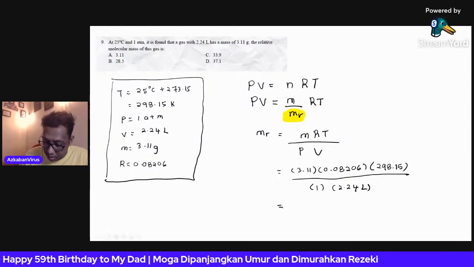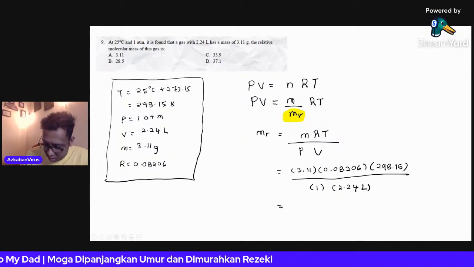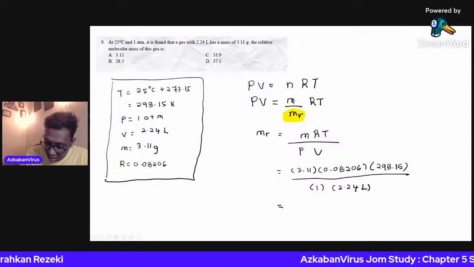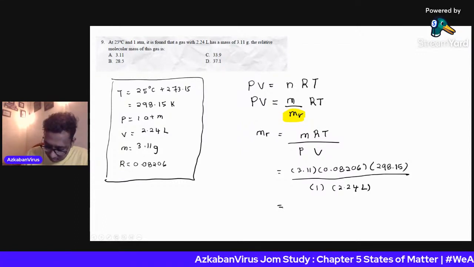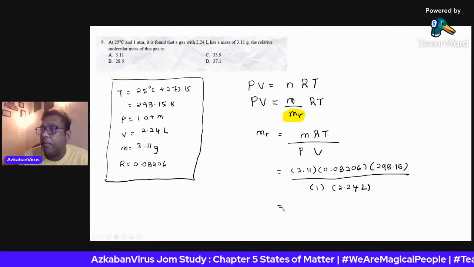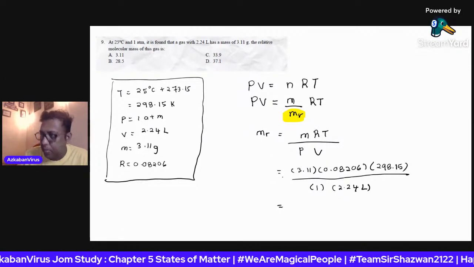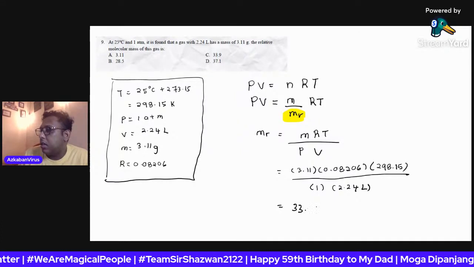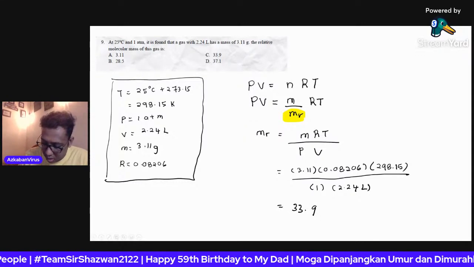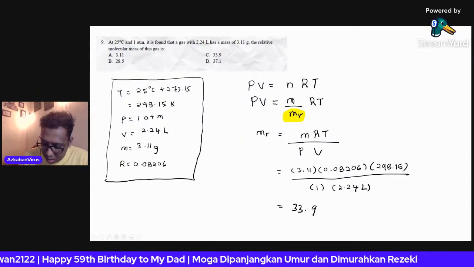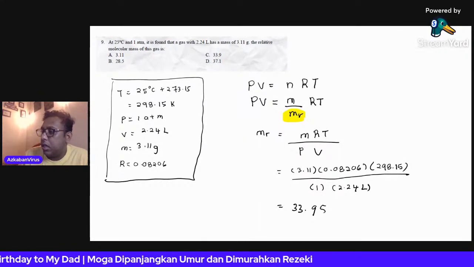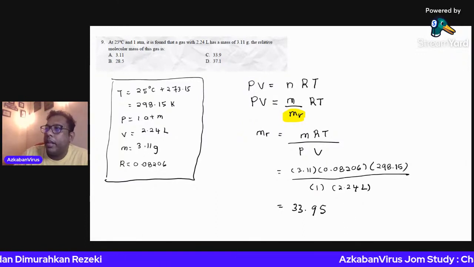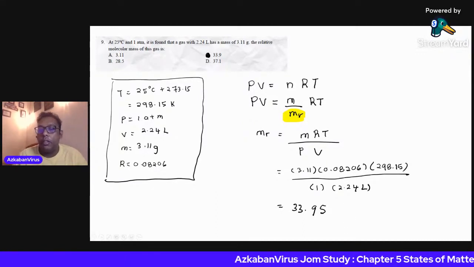So, ini sama dengan dia akan dapat 33.95 molar mass ya. So jawapan paling terdekat adalah C lah. 33.9.